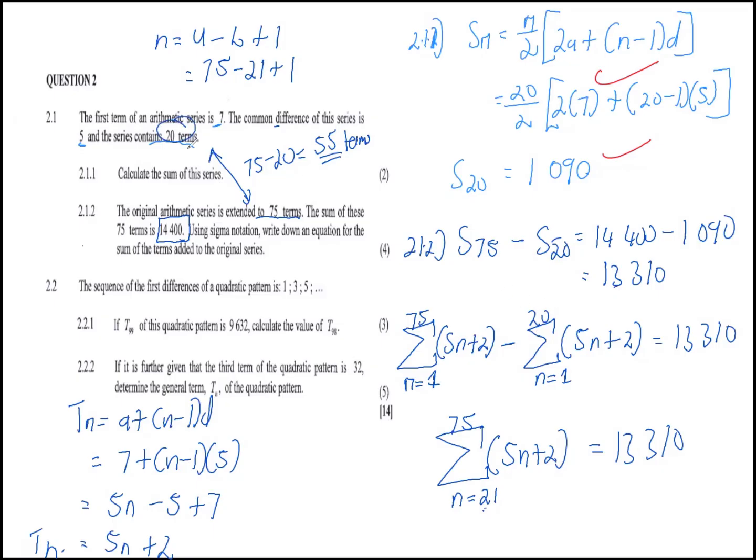So when they add the 55 terms, they're adding from 21 all the way to 75. So 75 minus 21 is 54, and then plus 1, that's 55 terms, right? Which confirms that this is correct. Right, so that's basically how you were supposed to write that. That's basically how you were supposed to indicate all of that.